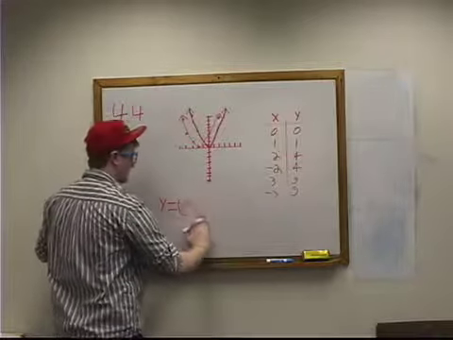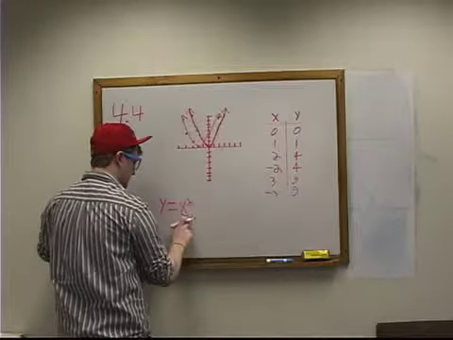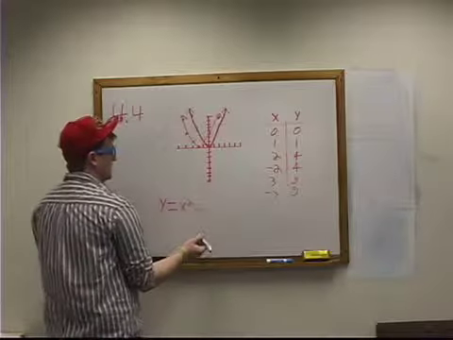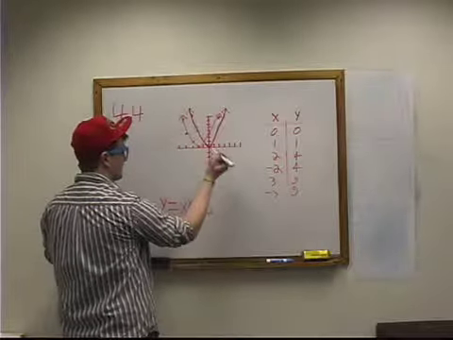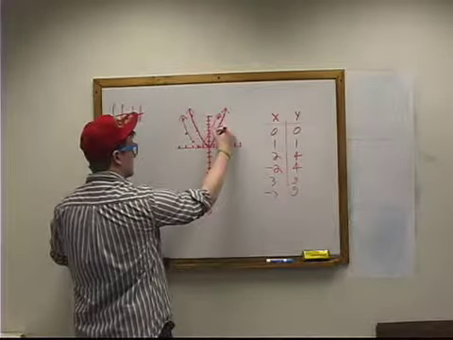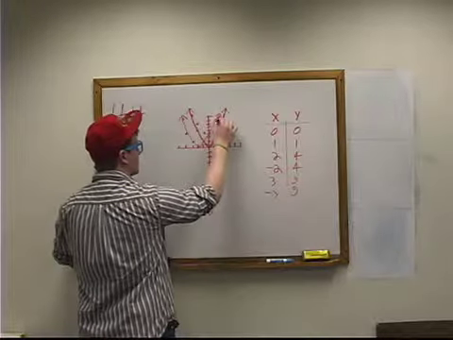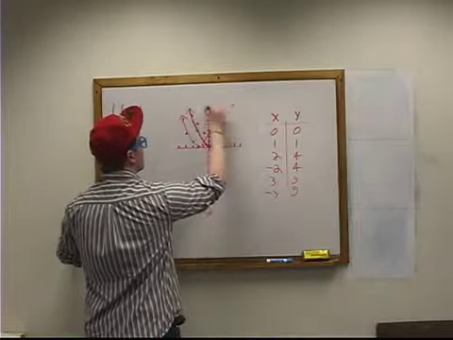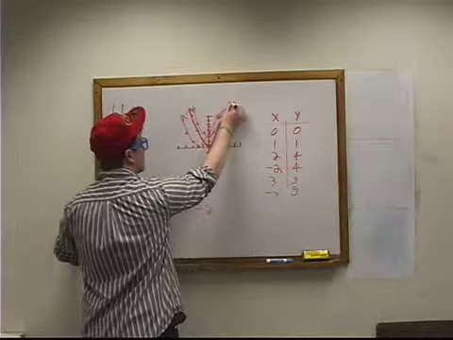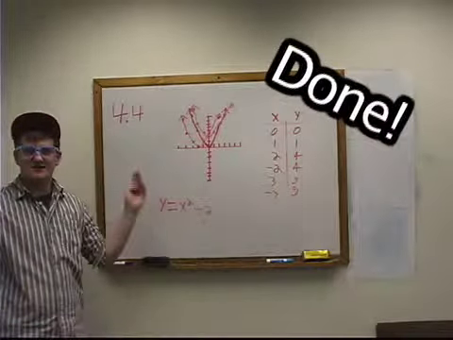Now, if we take out the parentheses, and we go simply plus 2, the graph will be moving up too. So our starting point is here, goes here, here, here, here, here, and here. Done.